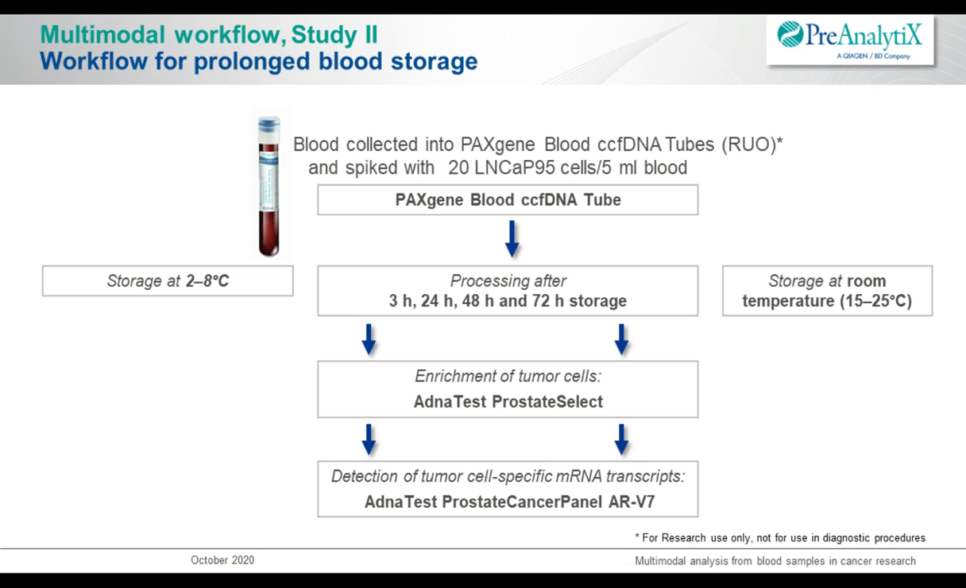So as I said, we collected the blood. Then we spiked 20 cells into this blood in the PAXgene Blood ccfDNA tube. Then we stored this tube either in the fridge at 2 to 8 degrees Celsius or at room temperature. We stored it for different times so that we could look after 3 hours, 24 hours, 48 and 72 hours of storage. Then we isolated and enriched the CTCs from the whole blood and put the CTCs through the AdnaTest prostate cancer panel for AR-V7.